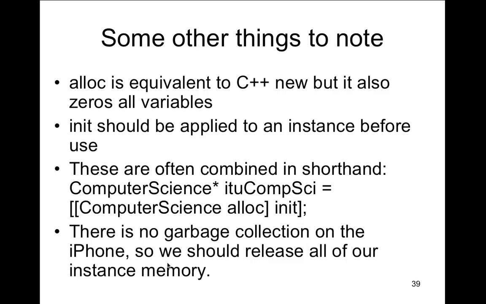So alloc is the equivalent to the C++ new, but it also zeros all of the variables, which is kind of interesting. New doesn't do anything. New just goes out and allocates. It doesn't actually assign any values. Alloc actually reminds me of malloc, in the old days. It reminds me of C. This is C. So alloc is the C memory allocator, but it's used in a C++ kind of fashion, which is kind of weird. That's why I say when you start looking at Objective-C, it's a combination of all these different languages.